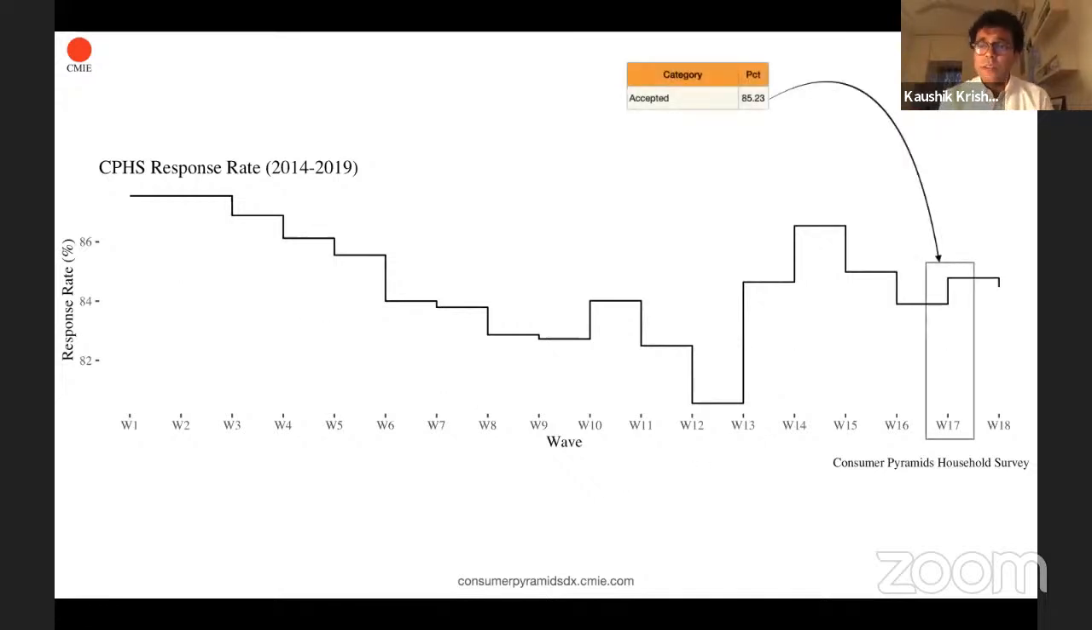Now, I want to focus for just a minute on wave 17. Wave 17 had an acceptance of 85.23%, quite high. And I want to take you through the reasons for non-response because we capture that in the survey. The highest reason for non-response, 5.88% of the total sample, was because the survey itself could not be executed on those households. The next highest reason is that the household itself was locked.